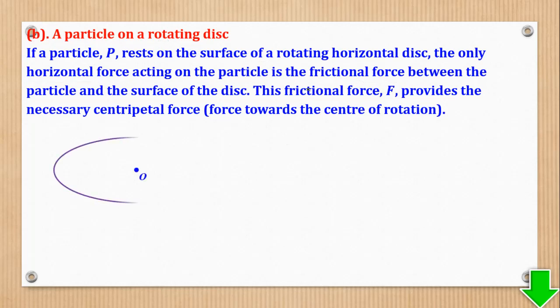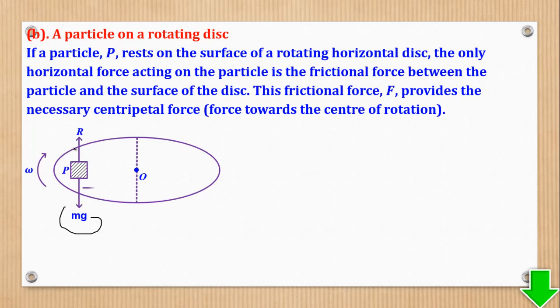So let's make an illustration. We have a rotating disk rotating with an angular velocity omega and center O. So if I put a particle on that disk, remember the disk is rotating. Meaning that one force is the weight because the particle has mass. Then the normal reaction because the particle is resting on the disk. And this will now be our radius, the distance between the two. Then the centripetal force here will be provided by the friction between the body and the disk.